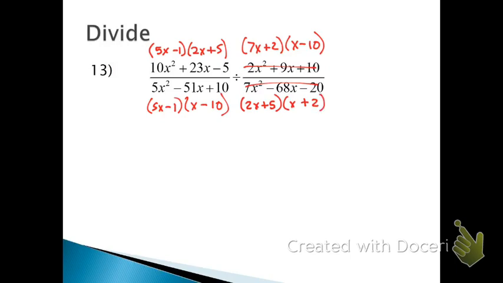What? Anything cancel? 2x plus 5s. 5x minus 1. It's really satisfying to cancel all this out. X minus 10s. And you're left with 7x plus 2 over x plus 2. Wait a minute. Wait a minute. No. Oh, no. Okay, you can't do that, can you? Okay.